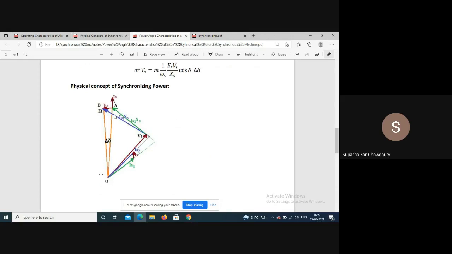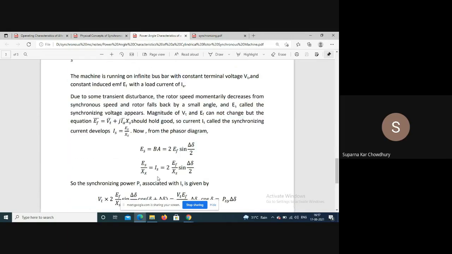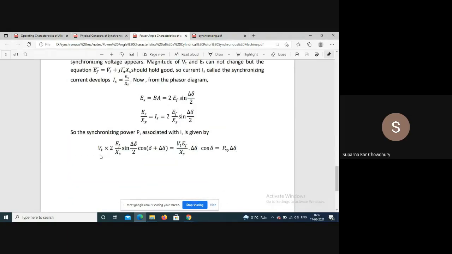So V IS cos of the angle between V and IS. Now IS is along this line, so that will be delta plus delta delta by 2 angle. So Vt into the current, that is 2EF by XS sine of delta delta by 2, into cos of the angle between Vt and IS, that is delta plus delta delta.